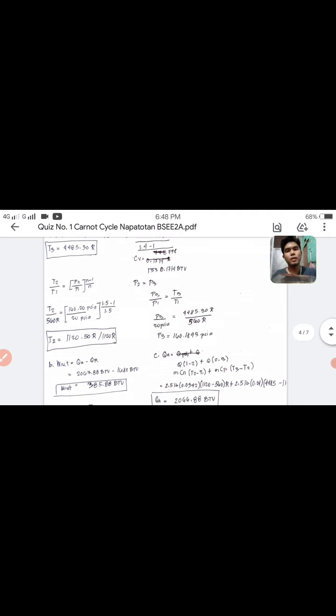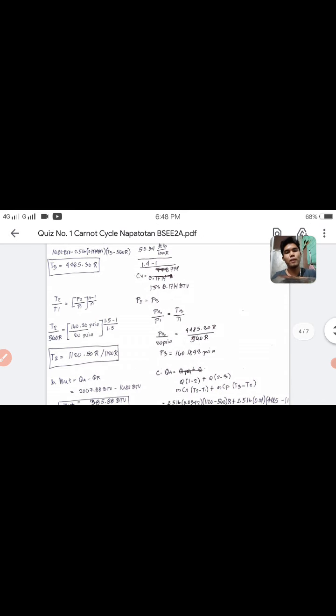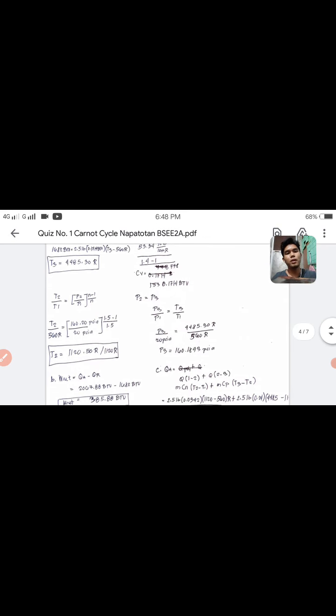So let's solve this T2 since we have the value now of our P2. So substituting the value, using the shift solve in our calculator, T2 would be equal to 1120.50 R or 1120 Rankine.